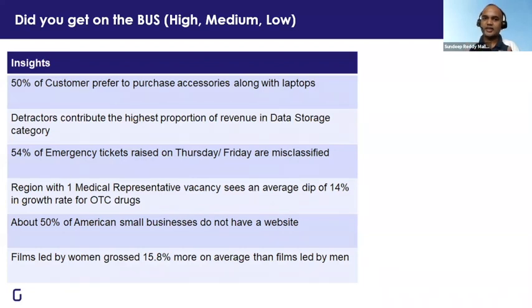Let's switch gears and take a sales problem. For a region, if you have one medical representative vacancy, you see an average of 14% drop in growth rate for over-the-counter drugs. Now, how would a sales lead or an area sales manager look at this statistic? Will they find it helpful, or would they find it not useful at all?